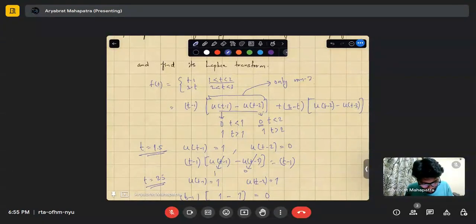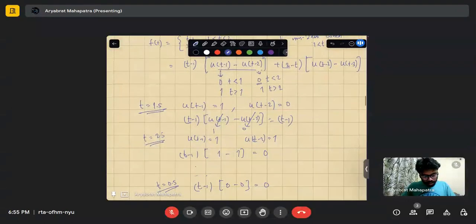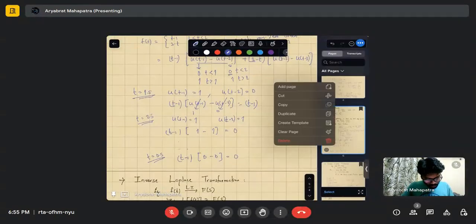only non-zero when t is between 1 and 2. So that is how you can write. So keeping this idea in mind, you can move on and we can calculate the Laplace transform.